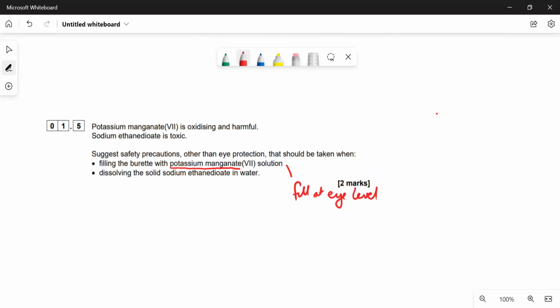And then the other precaution, when you're dissolving the sodium ethane dioate in water, well, that's toxic. So you can say either wear gloves, or probably what you would actually do is just avoid spillages. And if you do spill it, avoid spilling the solid on your skin. And if you do spill it on your skin, wash with a lot of water.